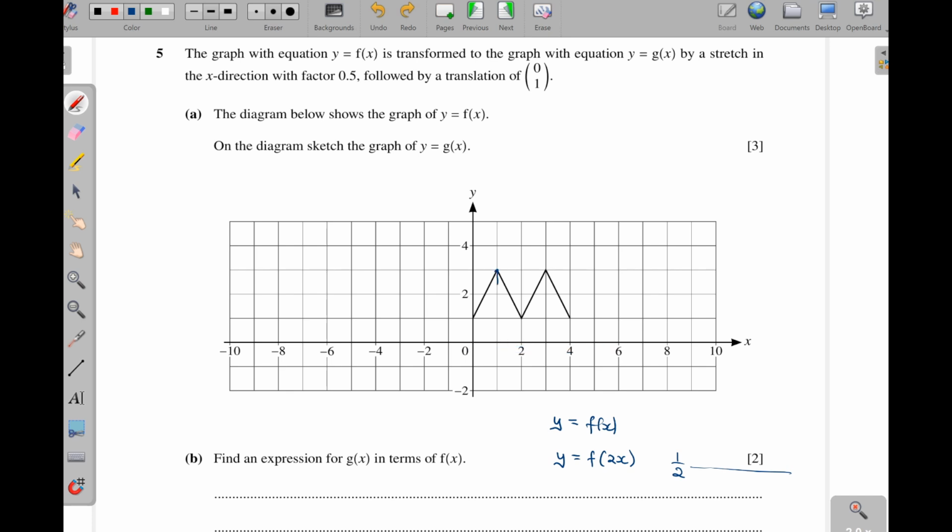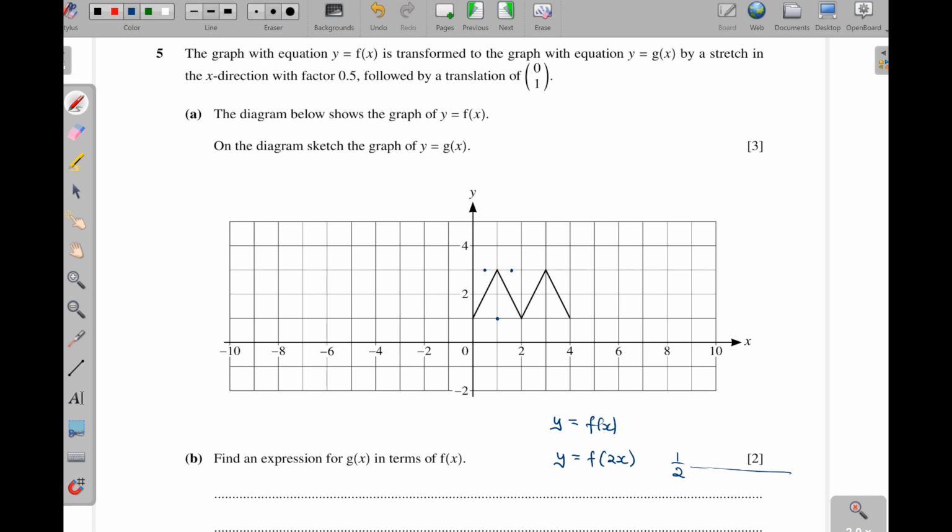Now let's go. Here the x coordinate is 1, so times a half you get 0.5. So I will first put it here, a half. Then we go to this one here. The x coordinate is 2, times a half, then you will get a 1. So I'll put it here. The x coordinate here is a 3, times a half you get 1.5. And 1.5 will be here. So I'll mark this one.